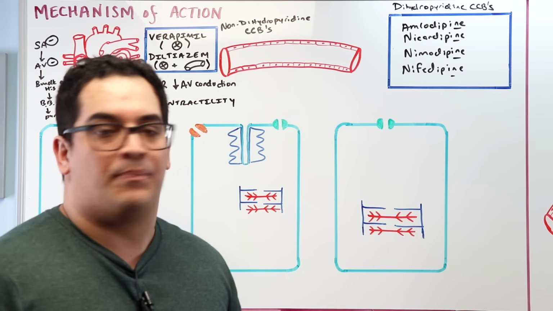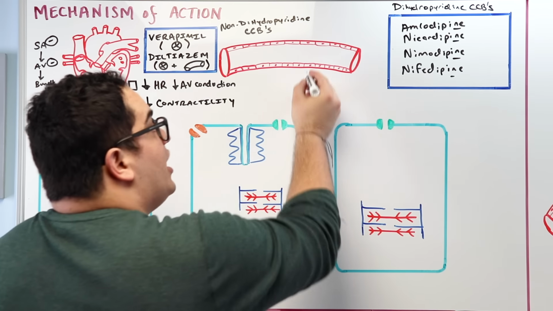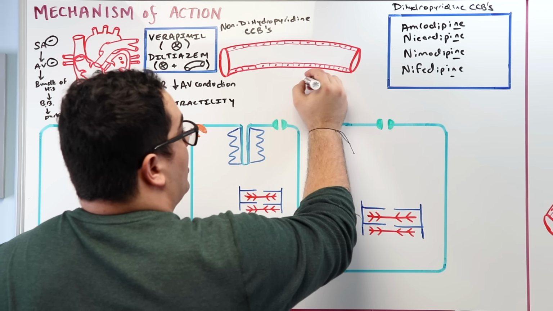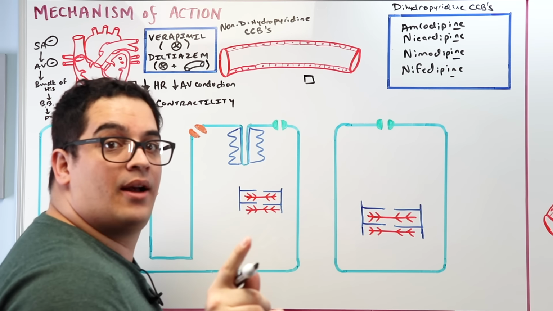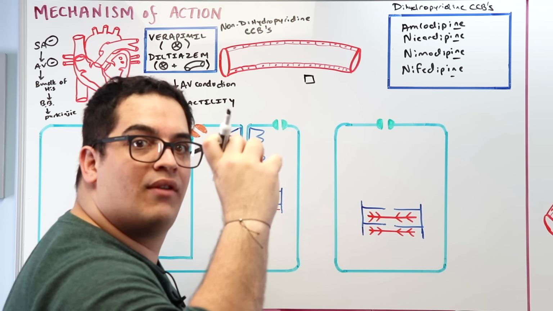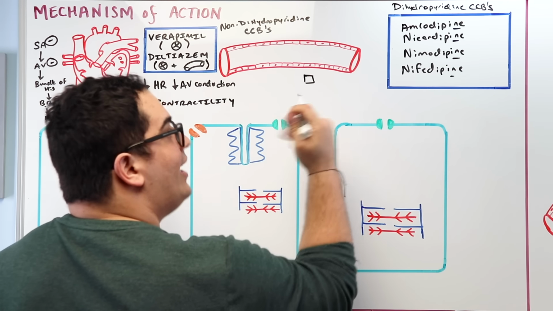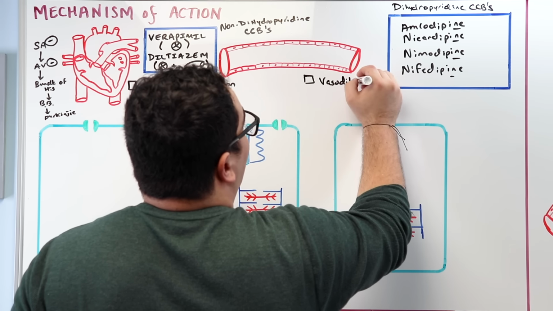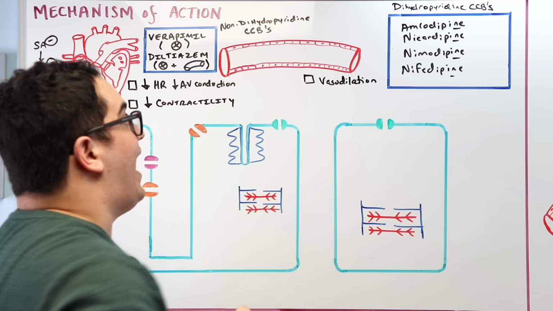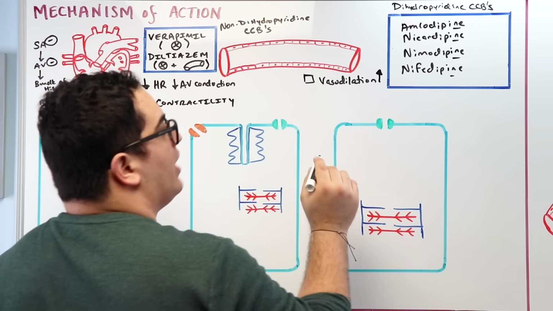How do these work? They work on your peripheral vasculature, the arterial smooth muscle within the vessels. They work to relax the smooth muscle within the tunica media, which controls the tone of those vessels. So if you inhibit constriction, what do you get? Dilation. So this is going to promote vasodilation.